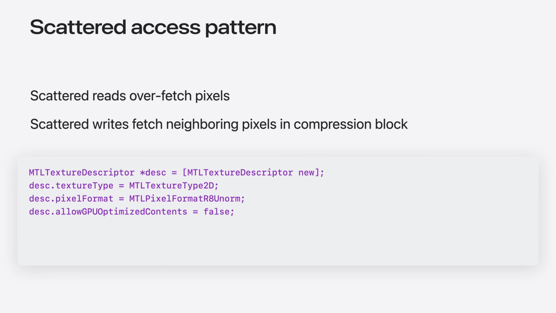If you have a texture with inherently scattered access, maybe a lookup table, a noise texture, or certain specialized compute effects, you can disable compression by setting Allow GPU Optimize Contents to false on your texture descriptor. This tells the GPU to skip compression and optimize for random access instead. But don't guess. Don't disable compression because you think access might be scattered. Next, I'll show you how to identify exactly when this is happening, so you can make a data-driven decision.